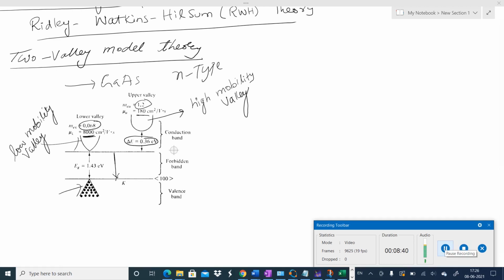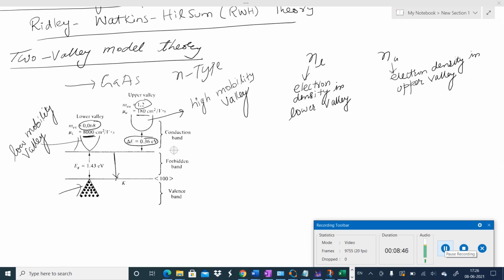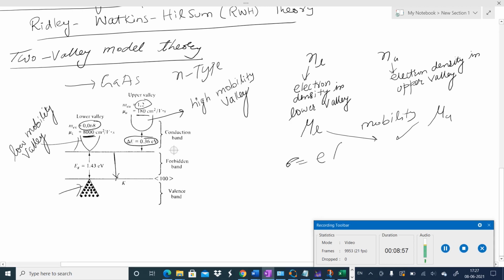Okay. Now if you denote by NL and NU the electron densities in lower and upper valley, and similarly the corresponding mobilities by mu L and mu U, then we know that the conductivity will be the charge e times (mu L NL plus mu U NU).